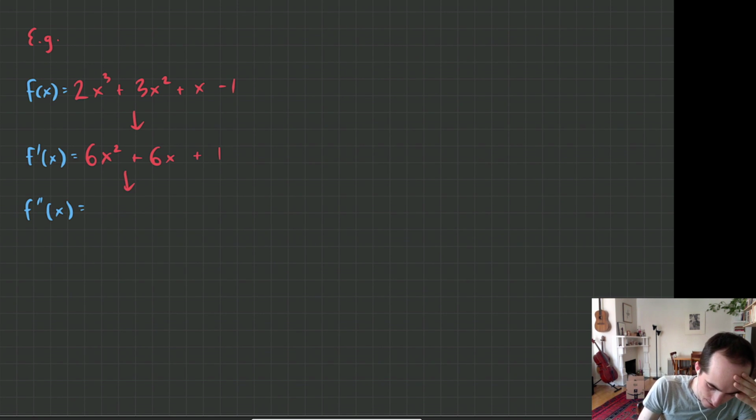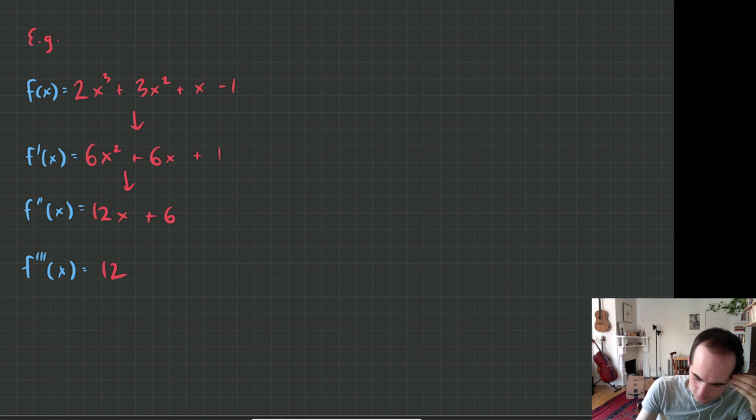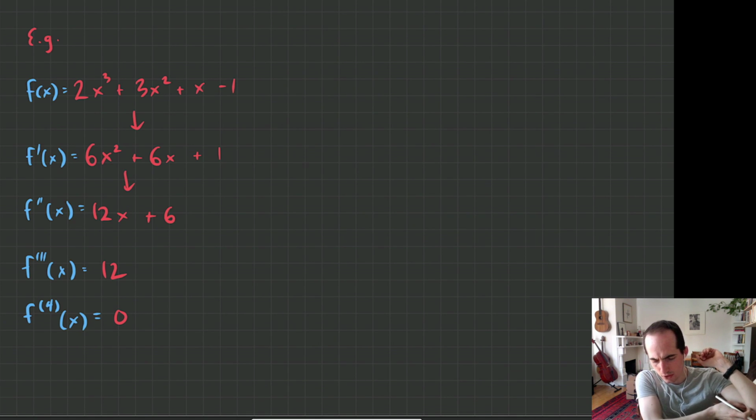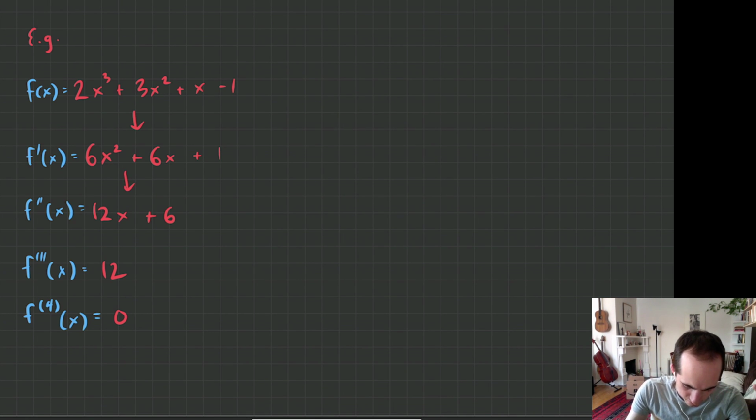So this next one here, I'm going to get 12x plus 6, and then f triple prime of x is equal to just 12, and then the fourth derivative of x is equal to 0. Okay, and any derivative after that is still going to be 0, as we know. But that's still not what the black box spits out, remember?